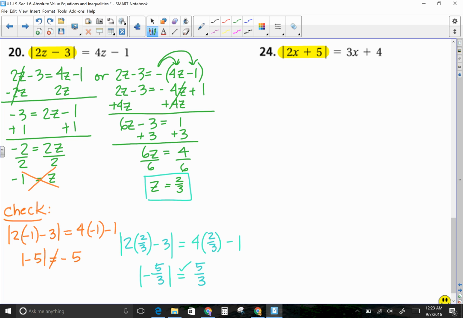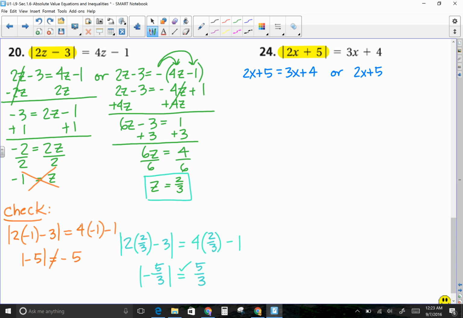Okay, so when we did this in class, we went to the next step. The first step was this is all by itself. This absolute value is isolated. So now I'm going to apply my definition like I did the first step here. So I'm going to write 2x plus 5 equals 3x plus 4, or 2x plus 5.